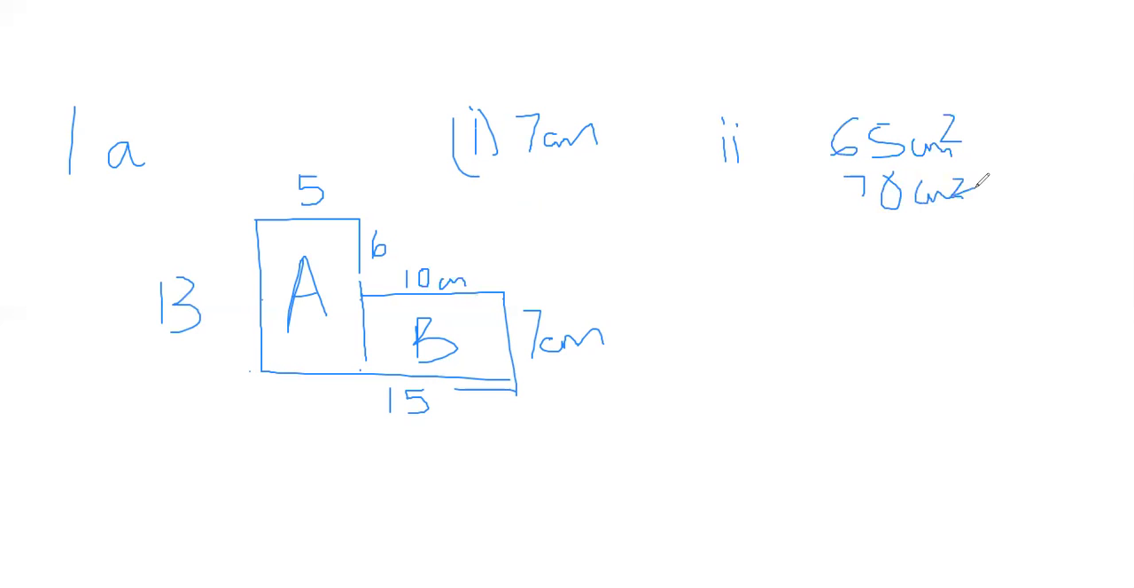Right, so to find the area of the whole shape, we add these: 65 plus 70. The answer is 135 square centimeters. Okay, let's go to the next one, which is number 2B. 2B is saying, find the area of that shape.